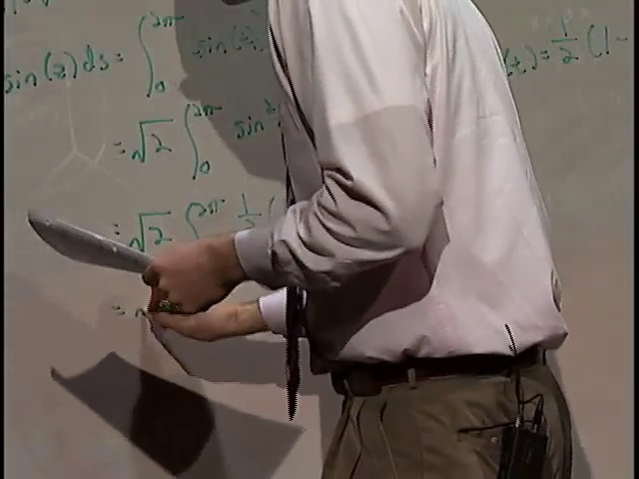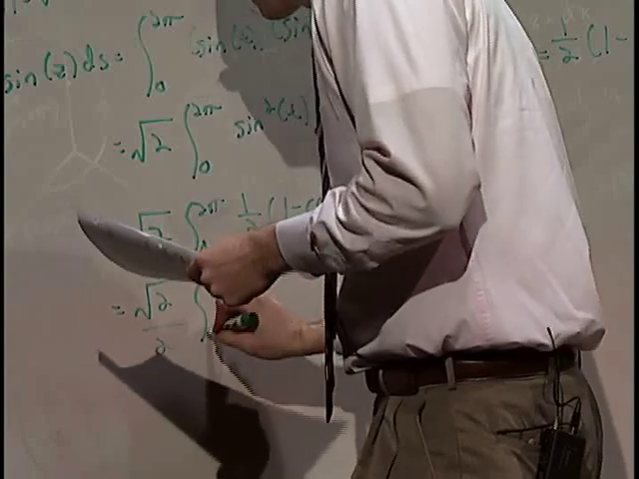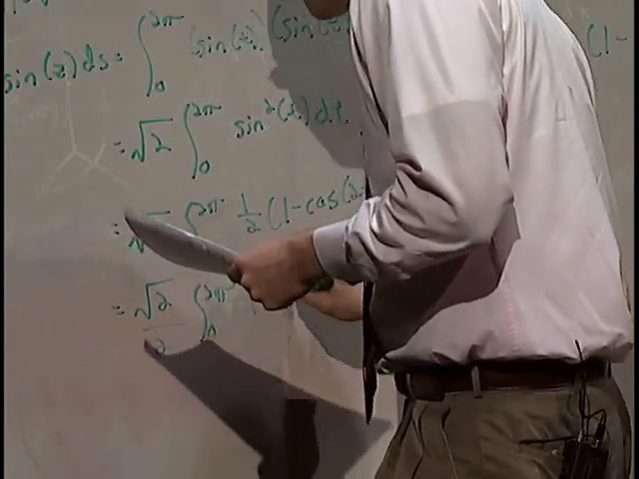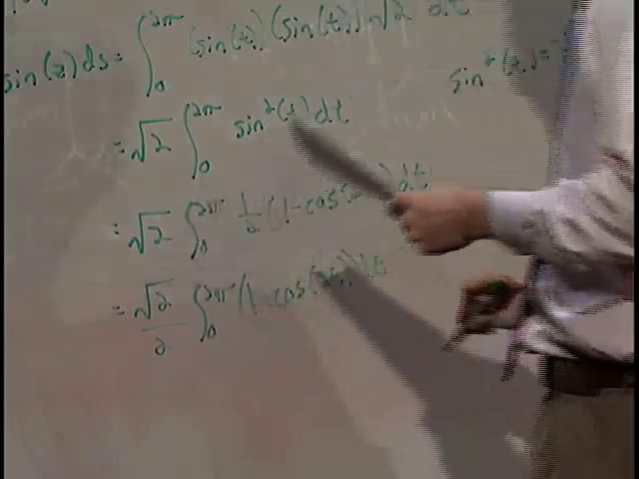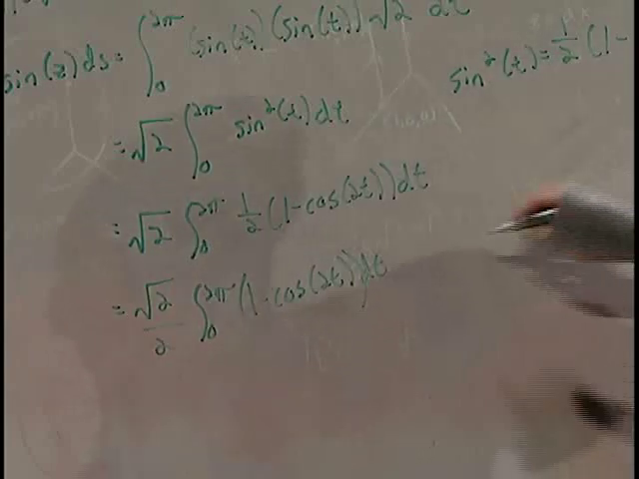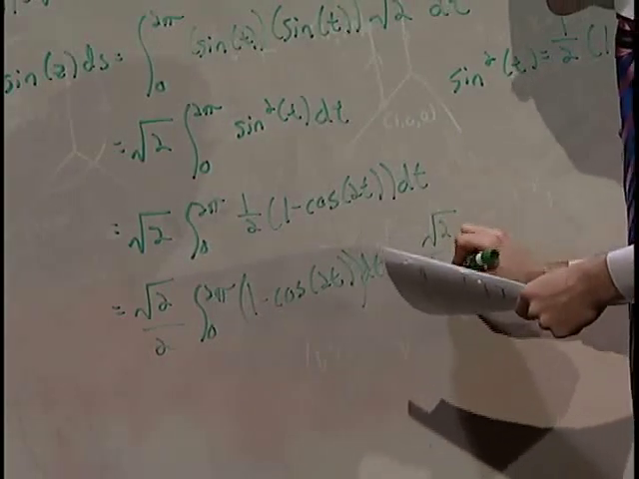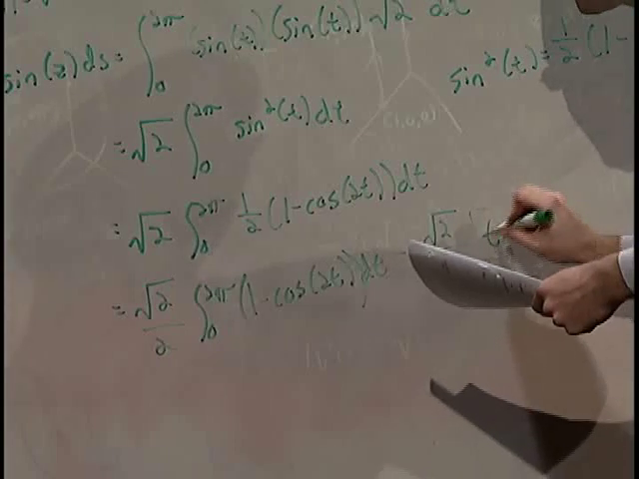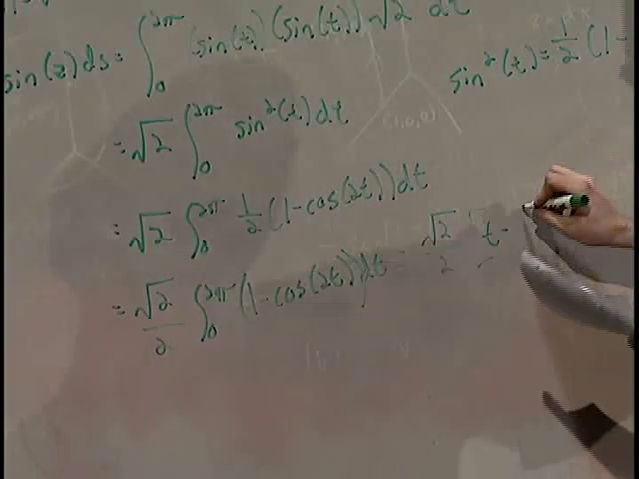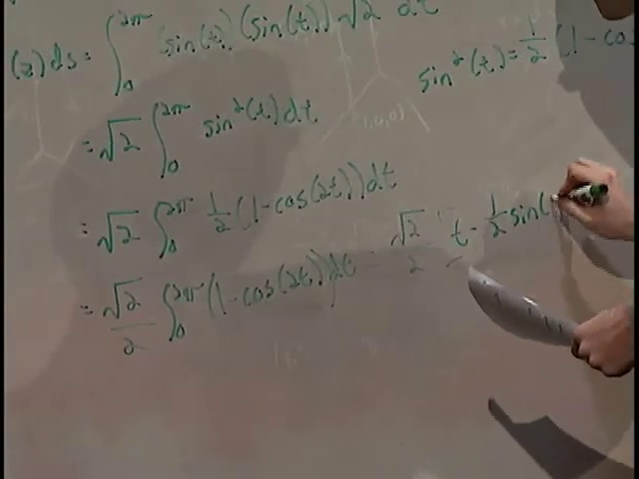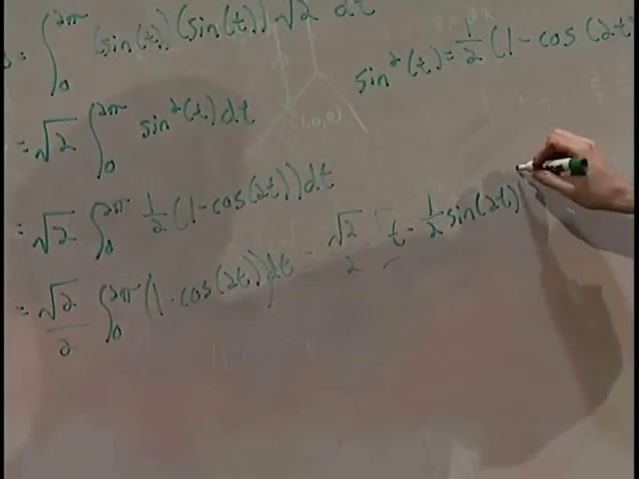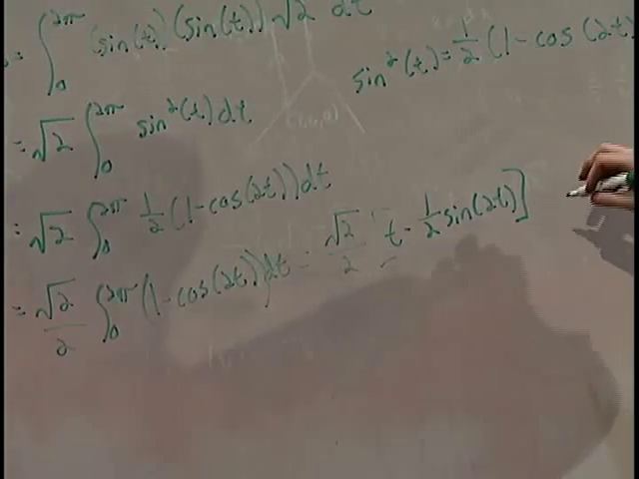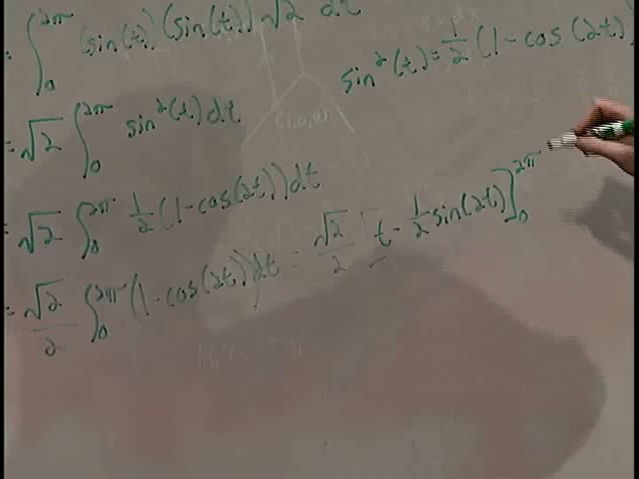Okay, and I can pull the 1/2 out. That's no problem. Integral from 0 to 2 pi of 1 minus cos 2t dt. Okay, and let's see here. So what do we get? We get pi over 2. The 1 becomes just a t. Cosine 2t is what? Minus 1/2 sine 2t is the integral of that. Does that work? Yeah, it does. Yes, that's reverse chain rule there. And we're integrating over 0 to 2 pi.